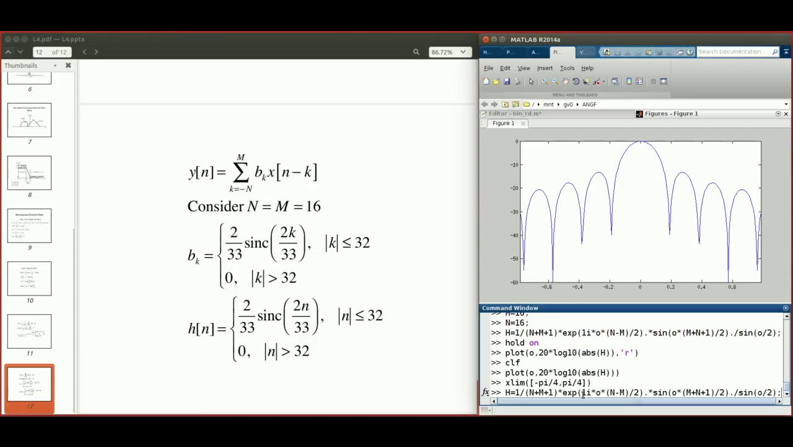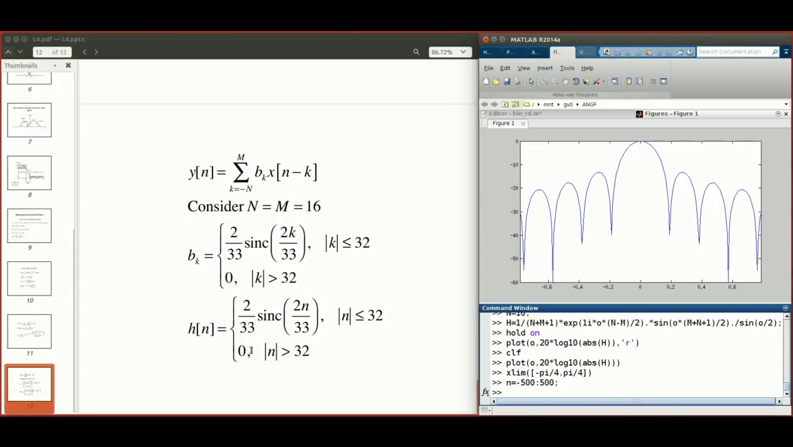So small h equals 2 divided by 33. First of all, we need to define n. Let's use a big n, going from minus 500 to positive 500, right? And then let's define this impulse response h equals 2 divided by 33 times sinc of 2n divided by 33. So the size of h is 1001, I think. So that's the size of h, right?